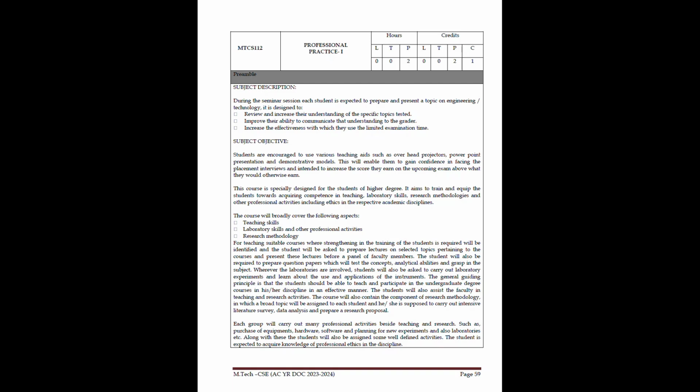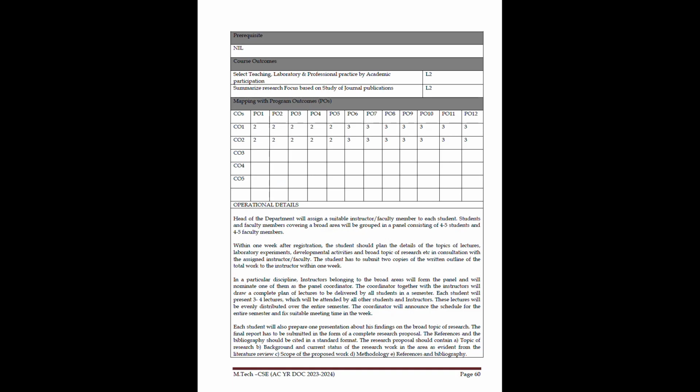So professional practice is very important when it comes to research. If you want to publish a research paper, all the important skills which are required will be learned in this subject, carrying 1 credit. Alright, so these are the details. You can go through that.